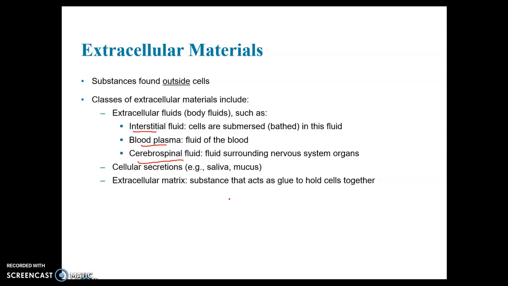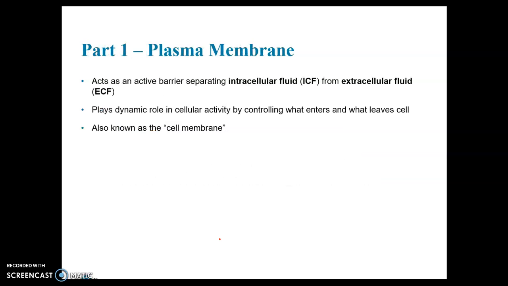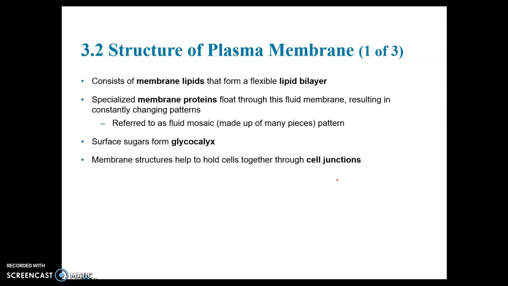And then we have saliva and mucus and other types of cellular secretions. And then the extracellular matrix is going to consist of substances that hold the cells together. So the plasma membrane separates the intracellular fluid from the extracellular fluid. In other words, the fluid inside the cell from the fluid outside the cell. We also call it the cell membrane, the plasma membrane or the cell membrane.